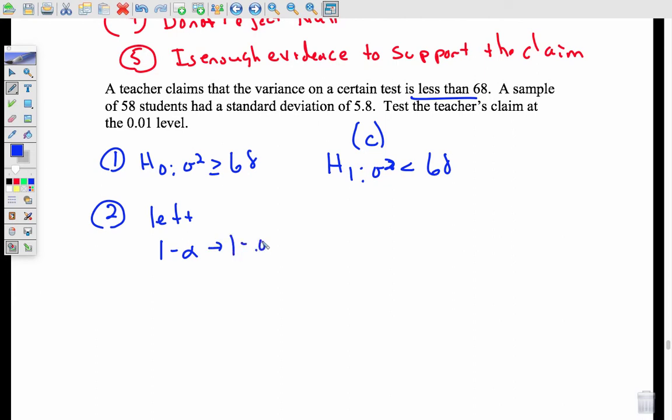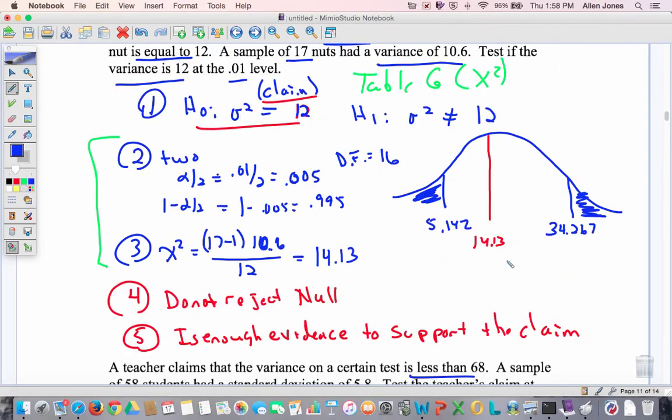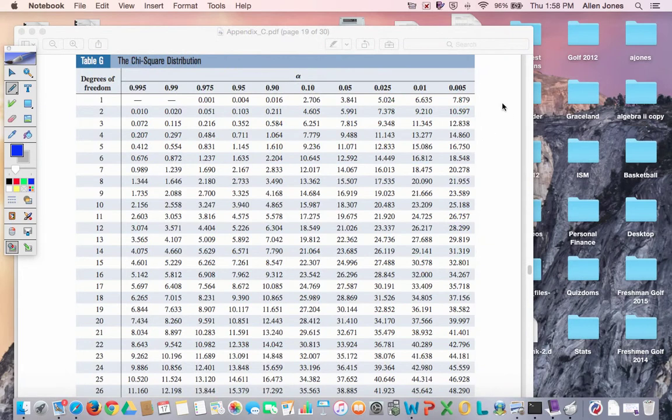For a left-tailed test, you recall we use 1 minus alpha, which in this case is 1 minus 0.01 or 0.99. Our degrees of freedom is 57. We have a sample size of 58, so we have 57 degrees of freedom. We have a left-tailed test, so I'm going to shade on this side right here. Then I'm going to go to the table and use the column of 0.99, which is on the left-hand side of the table, along with my degrees of freedom.